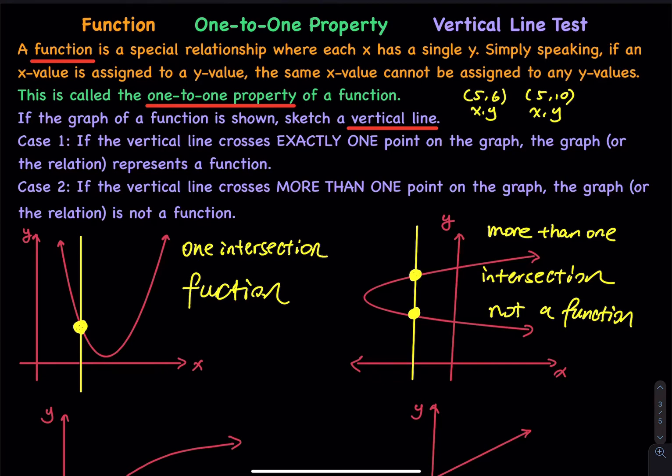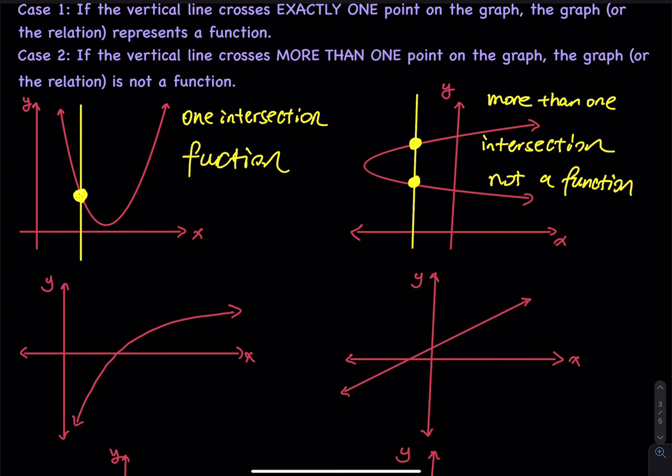So let's do more practice. So how about the next graph? The next graph, you draw a line. I see exactly one intersection. Then I will just write there is one intersection. What does one intersection mean? One intersection means the one-to-one property is satisfied. Each x goes to a y. So if you use the x one time, that x value cannot be used again. So this is a function. The curve represents a function, not the vertical line.